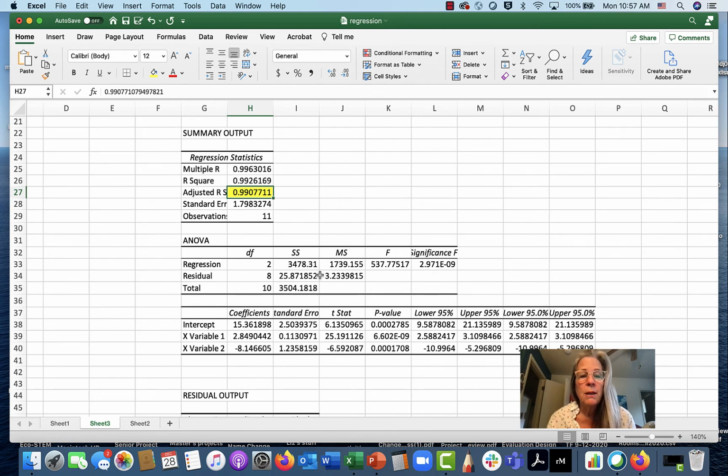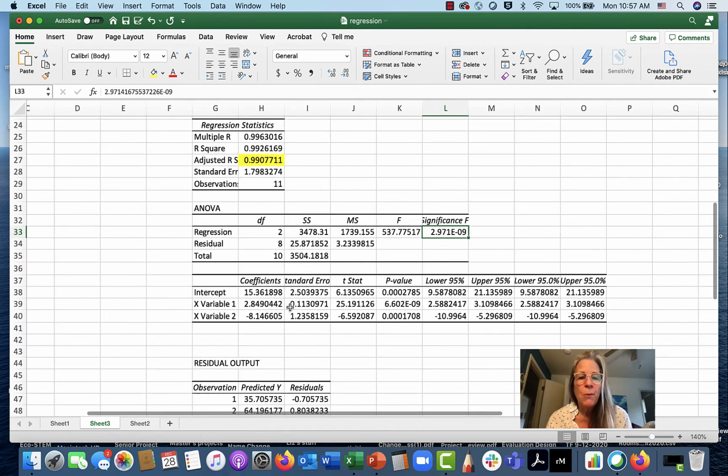We also want to look at the fit of the whole model, and we can look at that by the significance of F. So this is a very, very small p-value. This is the p-value that we'd be looking at. What the p-value tells us is the probability that this is not a good fit. And so what this means is that it's so small that it is a very good fit.